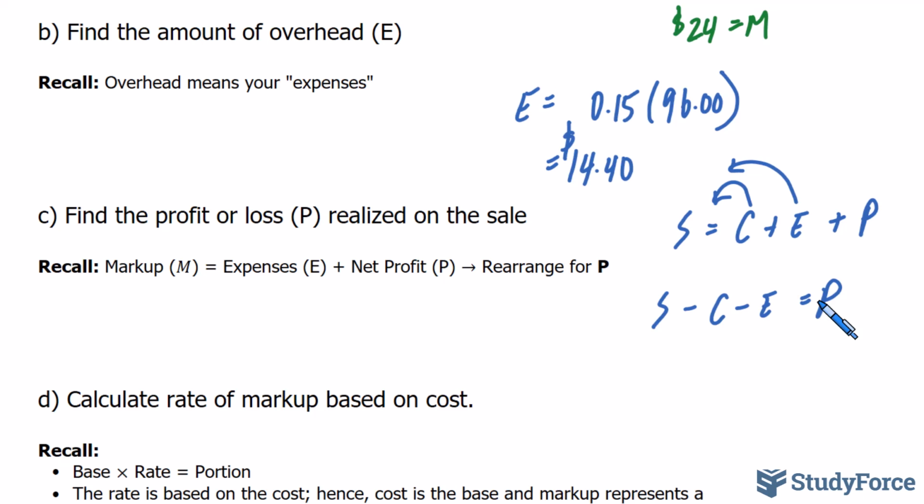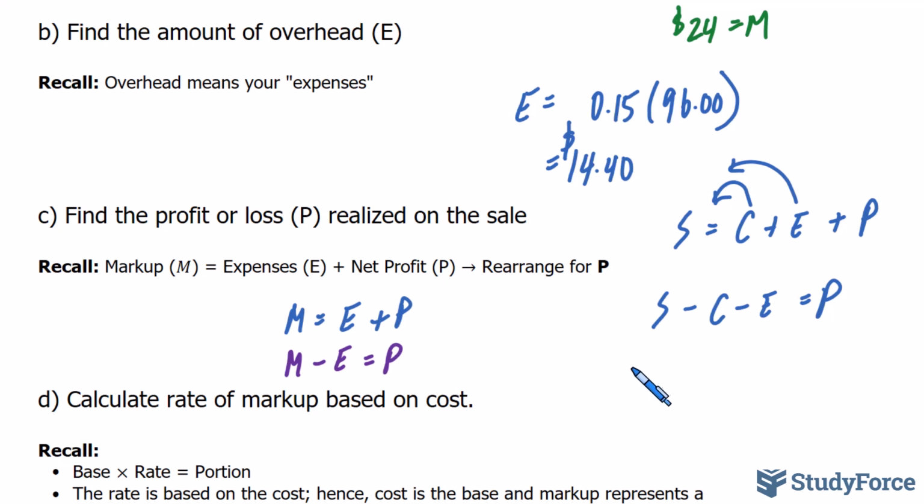Now that's one way to calculate profit. The other way to calculate profit is by looking at the footnote of this question. It says markup, M, is equal to our expense plus our profit. If we rearrange for P in this formula, we end up getting M take away E is equal to P. So either of these formulas can be used to find your profit. I'll go ahead and use the purple one for simplicity.